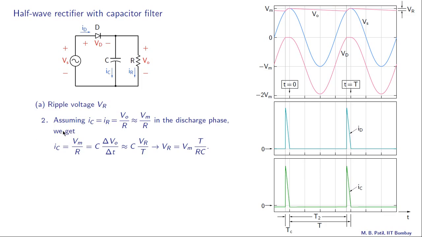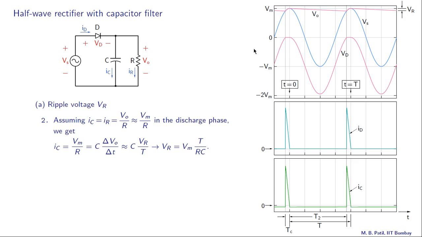Here is another way of computing the ripple voltage. We start with IC equal to IR in the discharge phase. The diode is not conducting, and IC and IR are therefore equal in magnitude. IR is VO by R, and VO is approximately constant, equal to Vm, and that holds if the ripple voltage is small. So we have IC equal to Vm by R, and IC is also equal to C dVc/dt, which is the same as C dVo/dt, because VO appears across the capacitor as well.